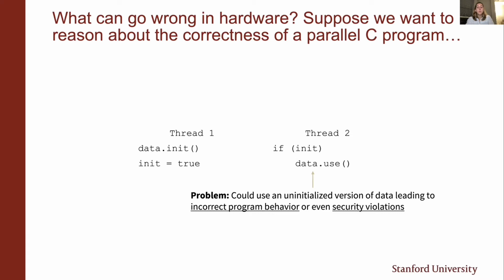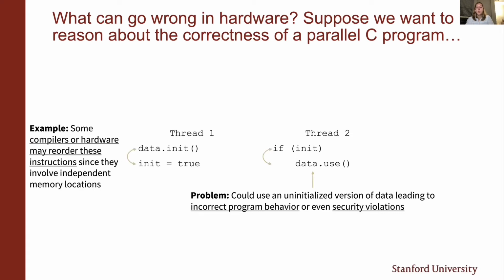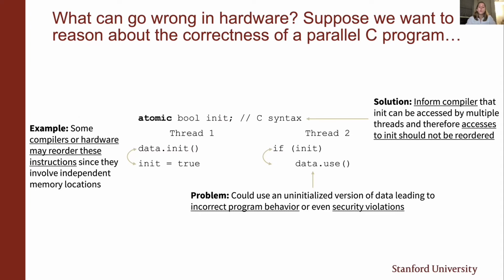This is because some compiler or hardware optimizations may elect to reorder the instructions on each of these threads in an effort to improve performance of the overall program, since instructions on each of these threads are operating on distinct memory locations. To fix this program, we can declare init as an atomic variable, which essentially informs the compiler that init might be accessed by multiple threads, and therefore memory accesses to init should not be reordered with other memory accesses in the program.